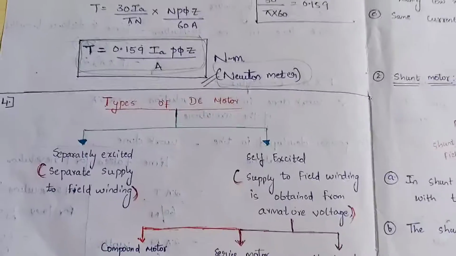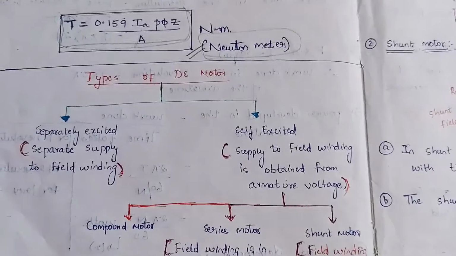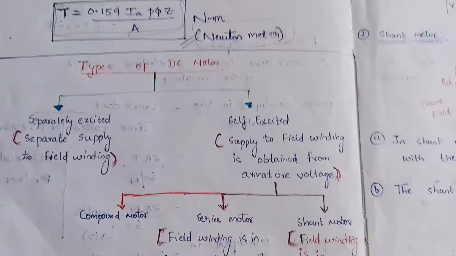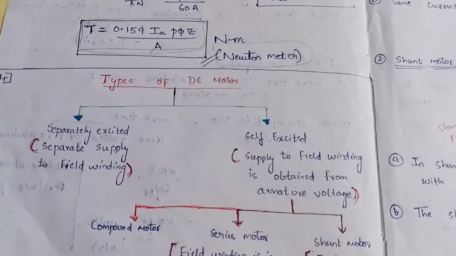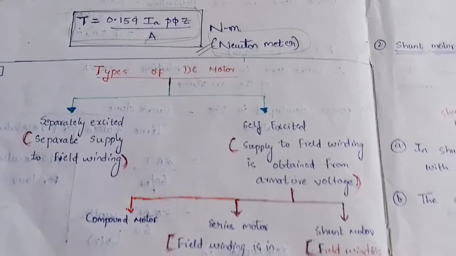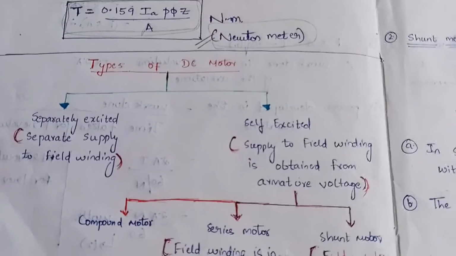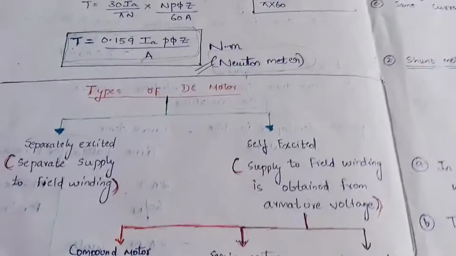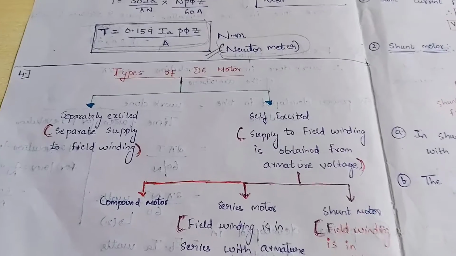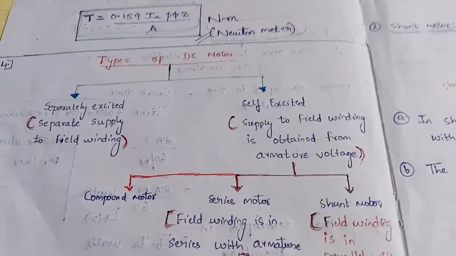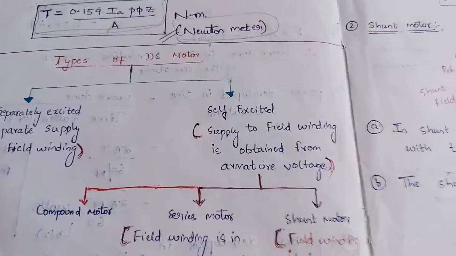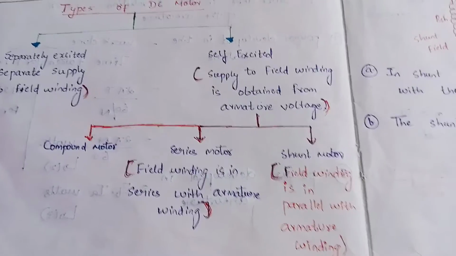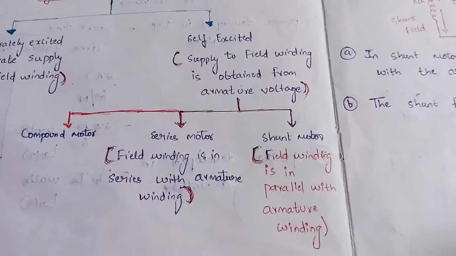Hi everyone. Last class we discussed the torque equation and derived the torque equation of DC motors. Today we are going to discuss the types of DC motors. DC motors are classified based on the excitation of the field winding. They can be classified into separately excited and self-excited. From an exam point of view, let us concentrate on self-excited motors, that is series motors, shunt motors and compound motors.